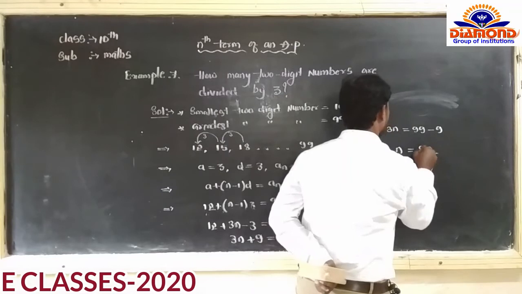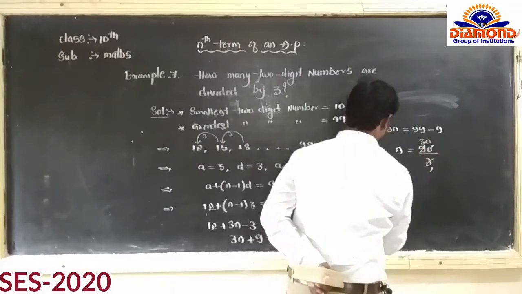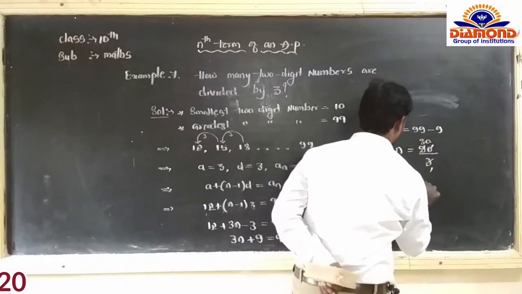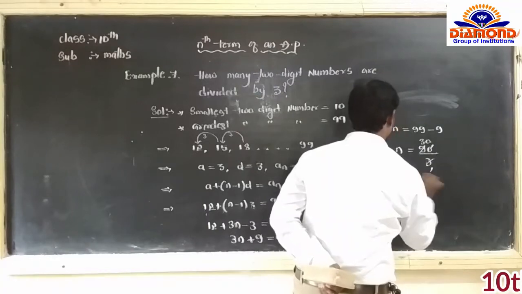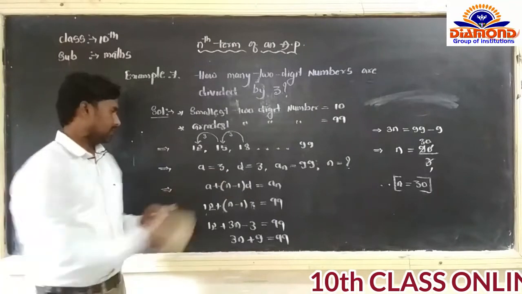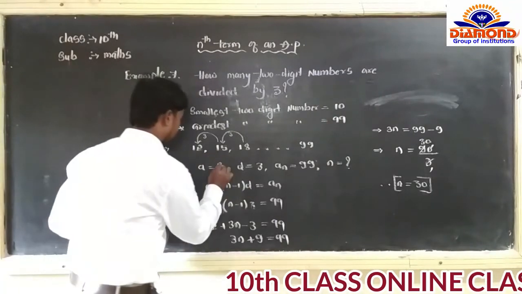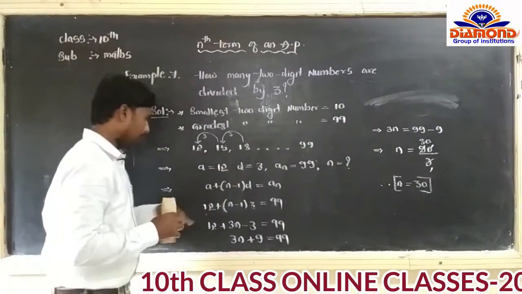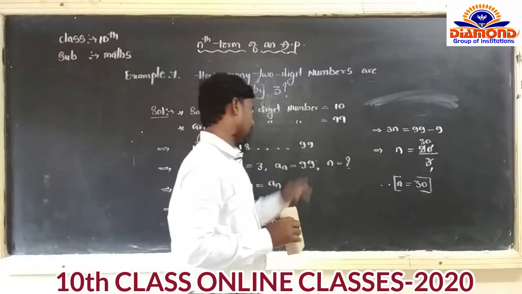3 ones are 3, 3 3s are 9, here 0. So number of terms is equal to how many? 30, dear students. I thought you understood very well. So dear students, a is equal to 12, common difference is 3. The last term is 99.